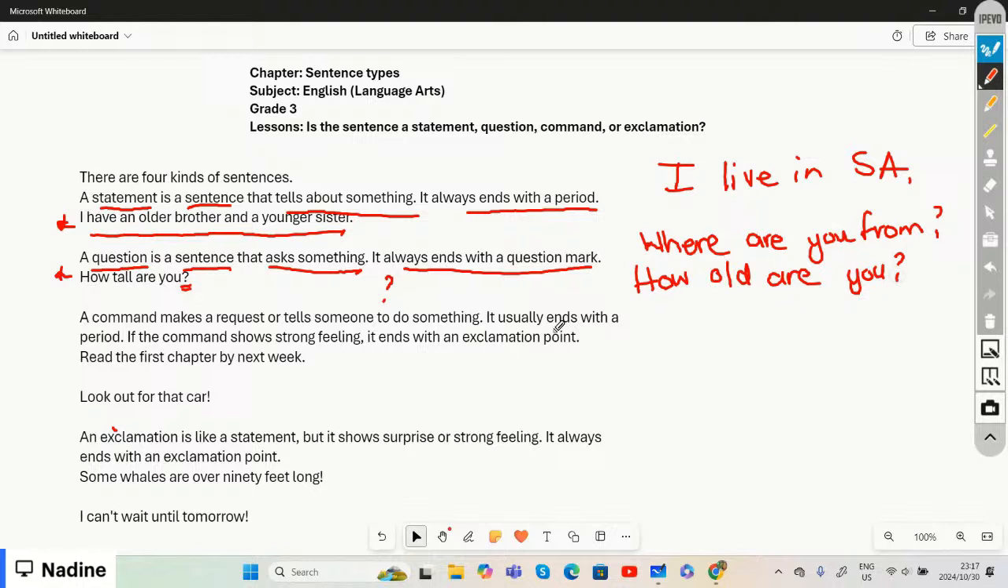Question mark. Do you want to play Roblox? I don't even know what Roblox is. Question mark. Right? These are but a few examples of questions. And remember, it ends with a question mark. It is you asking something, and that means the next person is going to give you a response based on that.